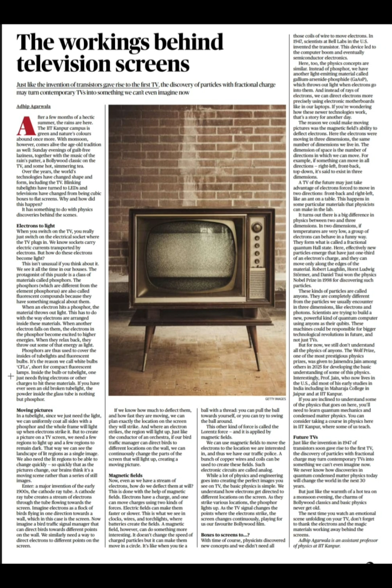Electrons to light. When you switch on the TV, you really just switch on the electrical socket where the TV plugs in. We know sockets carry electric current transported by electrons, but how do these electrons become light? This isn't unusual. If you think about it, we see it all the time in our houses. The protagonist of this puzzle is a class of materials called phosphors.